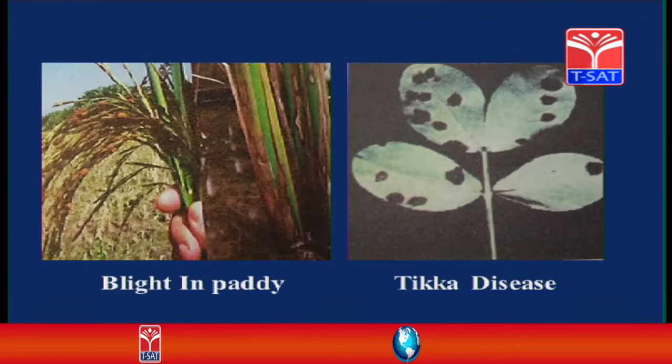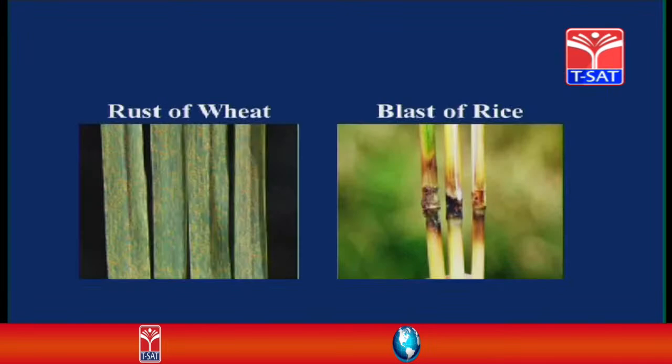Next, tikka disease in groundnut. See how the leaves have dots on them. And the next ones are rust of wheat and blast of rice. These are plants suffering from different types of diseases. How are the diseases caused? I just said they are caused by insects, fungi, bacteria, viruses, etc. How to reduce this?